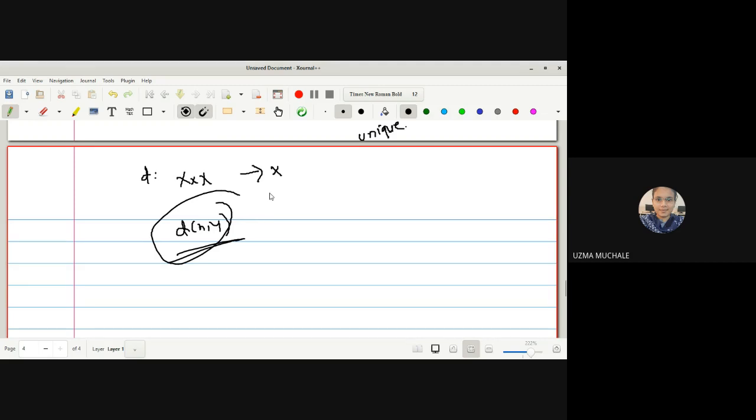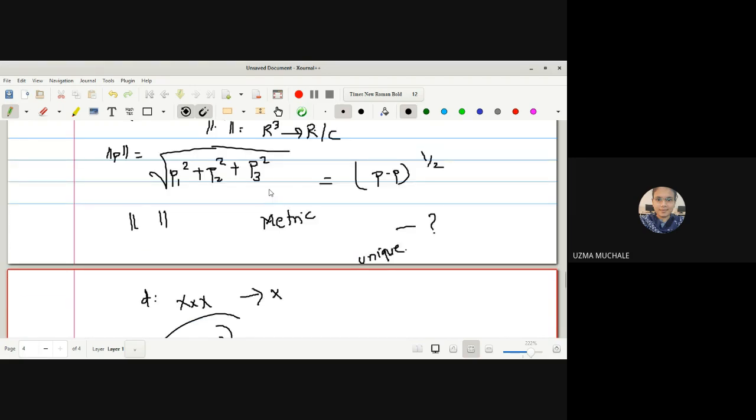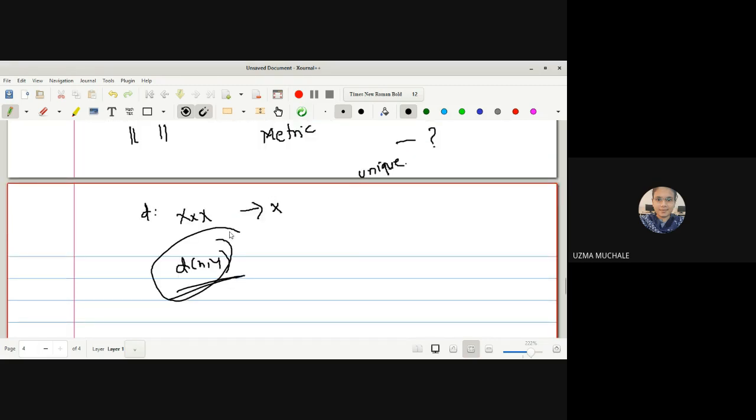So whether distance is always unique, that is my question, no? Whether the norm or the metric is always unique. Okay, let me give you a very easy example. Suppose these are two points. Can you tell me how many ways there are to reach from point A to B? Infinitely many.